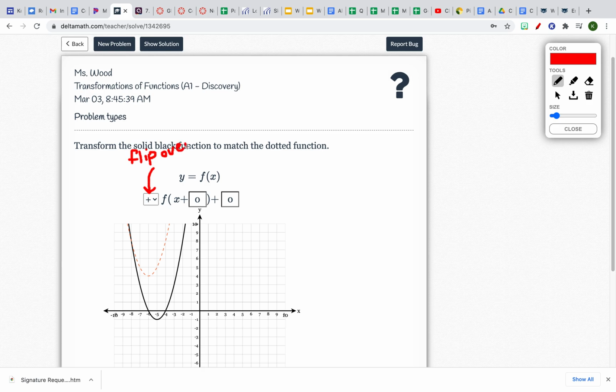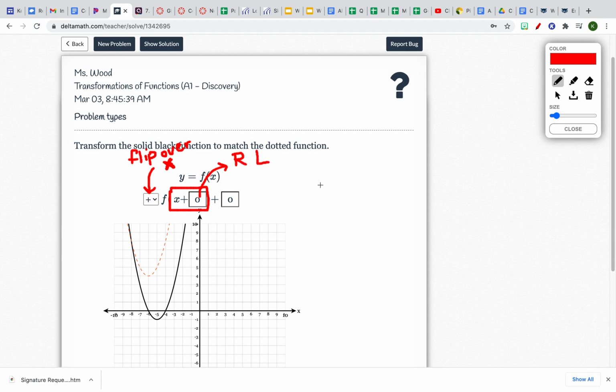And perhaps you should write this down. If we add a negative up front, or if it's a negative coefficient of any kind, it flips it over the x. Okay. Now, if the function is inside the parentheses, or if it is underneath the radical, if it is inside with the x, then this number moves it right or left.